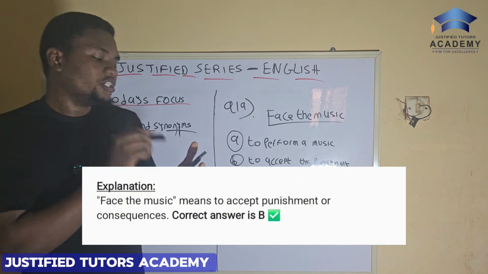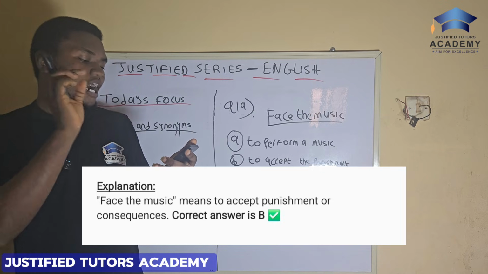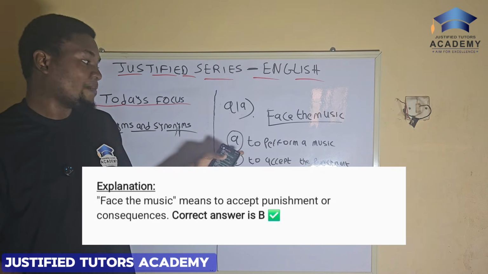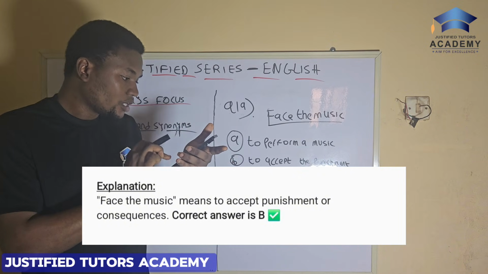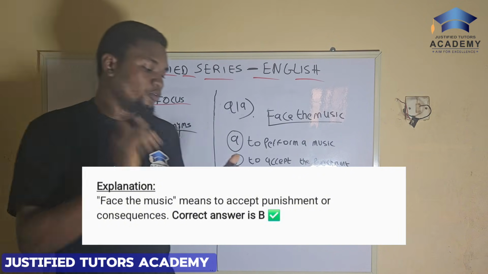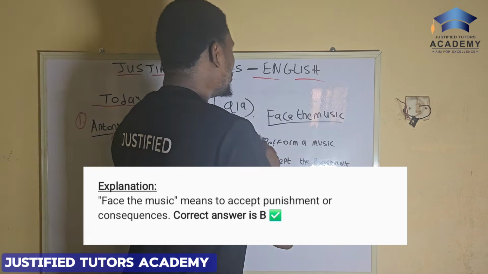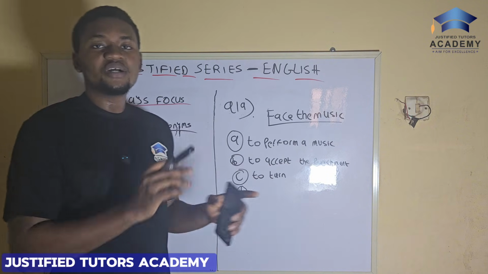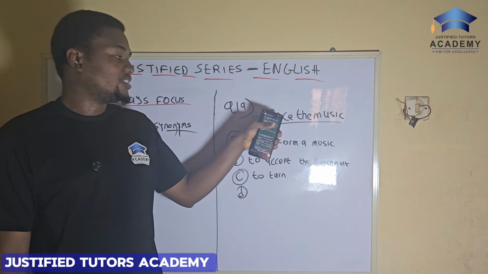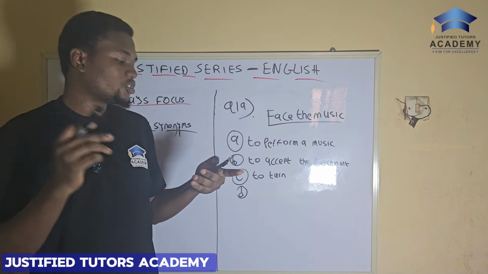The students were told to face the music after breaking the rules. The answer there means that they will accept their punishment. That means they were told to accept their punishment after breaking the rules. Now, this one, to perform a music, is wrong. It does not tally at all. And same thing with option C and option D.